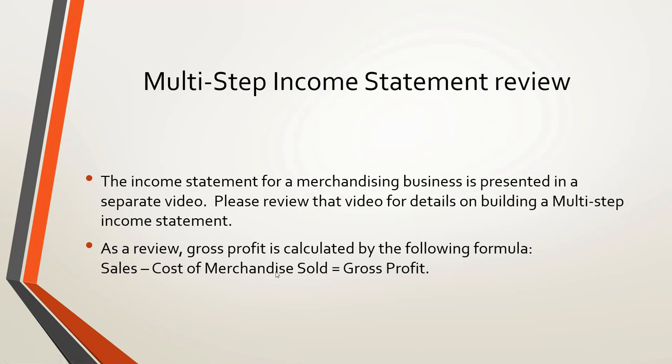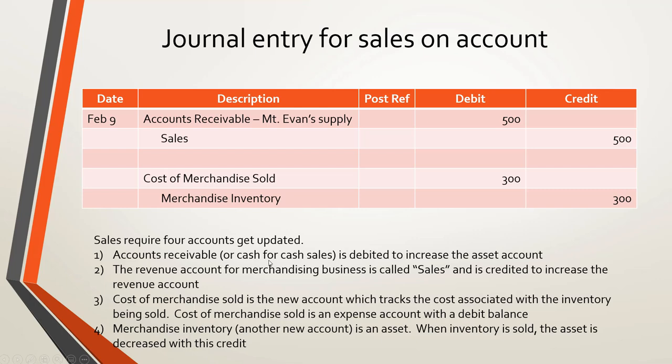In an earlier video, we had outlined building a multi-step income statement, and in that video we used some of these accounts from a merchandising business, including sales and cost of merchandise sold, which gave us something called gross profit. And so in your Chapter 6 quiz and in your Chapter 6 homework, you may be asked to calculate gross profit, and it's simply our sales number less our cost of merchandise sold. In this particular transaction, if we were just calculating gross profit on this one sale alone, it would be $500 minus $300 for our gross profit of $200.